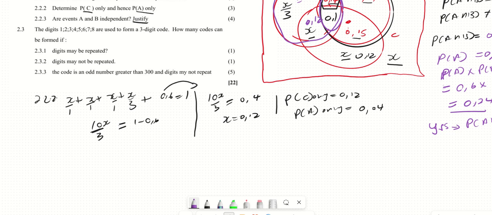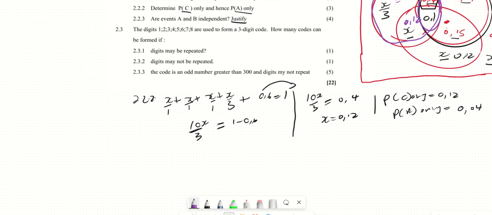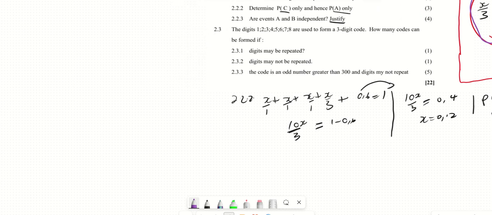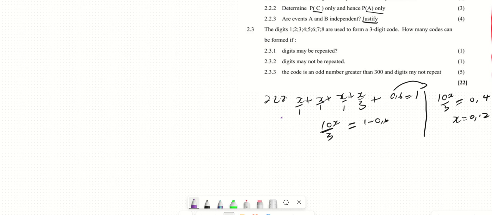Question 2.3. They say the digits 1, 2, 3, 4, 5, 6, 7, 8 are used to form a 3-digit code. How many codes can be formed if repetition is allowed? If digits may repeat, repetition allowed means that the sample space remains the same.